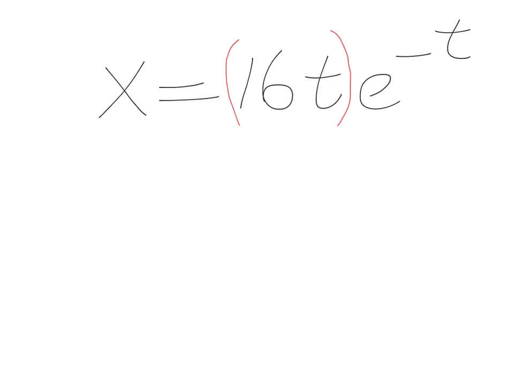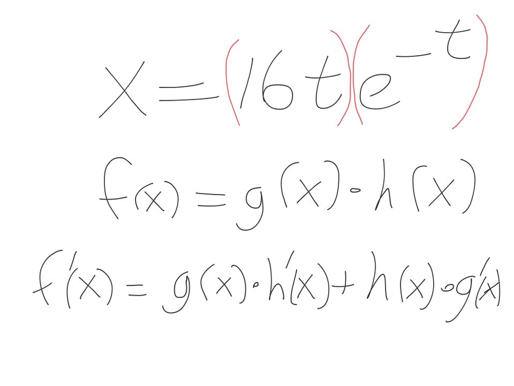In order to take the derivative, you have to realize that this equation is really two equations times one another. The first equation is 16t. The second equation is e to the minus t. Since it's two equations times one another, you have to use the product rule. Remember, the product rule is the first equation unchanged times the derivative of the second equation, then the second equation unchanged times the derivative of the first equation, and those two things added together.